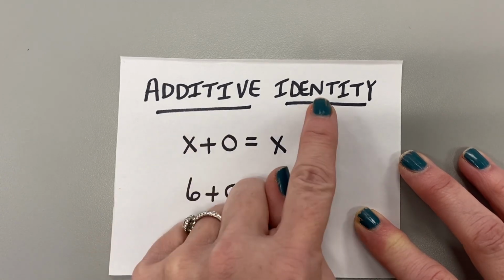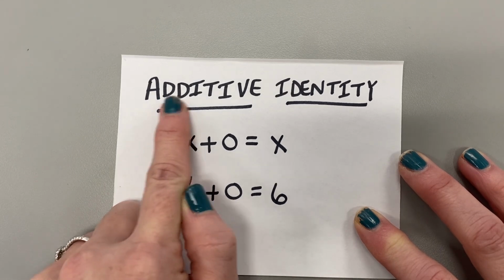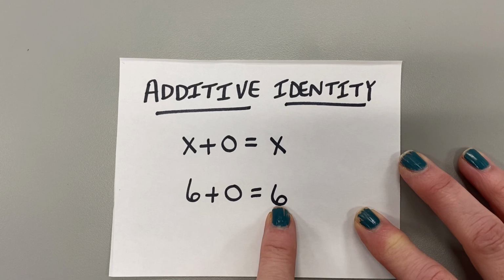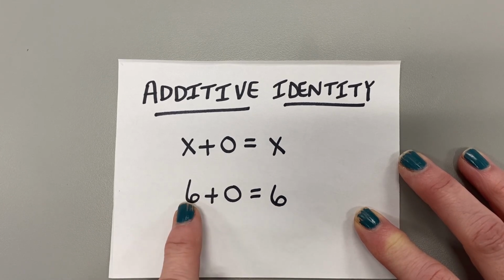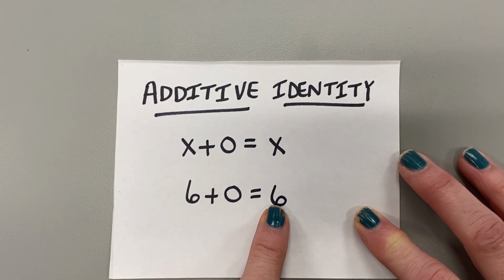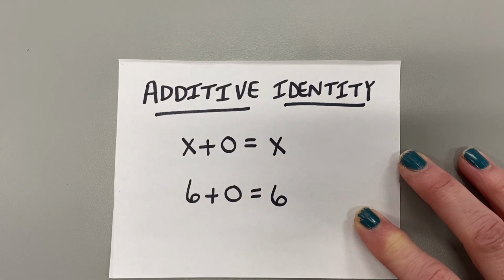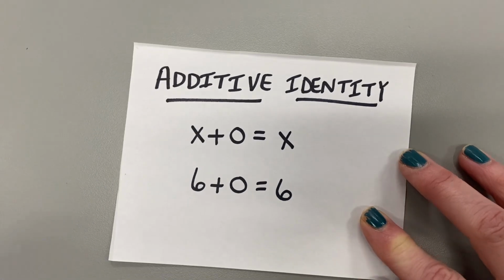So the additive identity says that when you take a number and you add 0, that number will maintain its identity. You know, your identity is like who you are. So 6 stays 6. So the additive identity says if you take a number and add 0, you keep that number. Okay? You've always known this, but now we have a name for it, additive identity. Okay. That's 1 done, 3 to go.